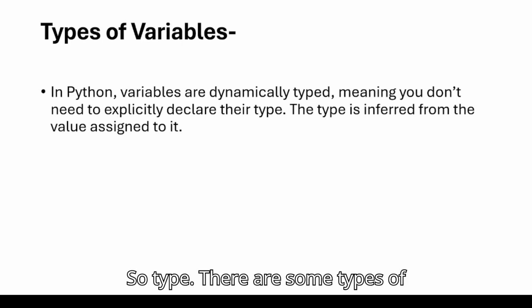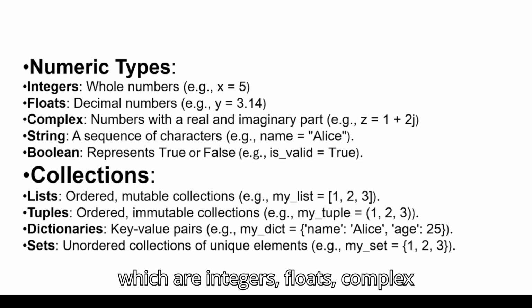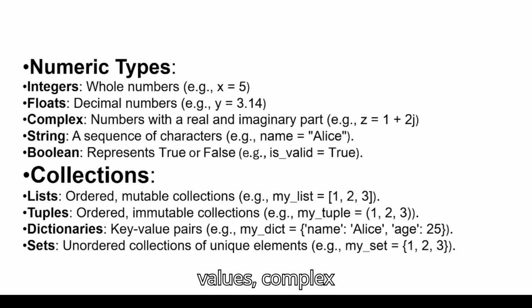So there are some types of variables. Numeric types, which are integers, floats, complex, string, booleans. Integers, for example, are your numeric values, floats are decimal values, complex values are like z is equal to 1 plus 2j, string is anyone's name, and etc.